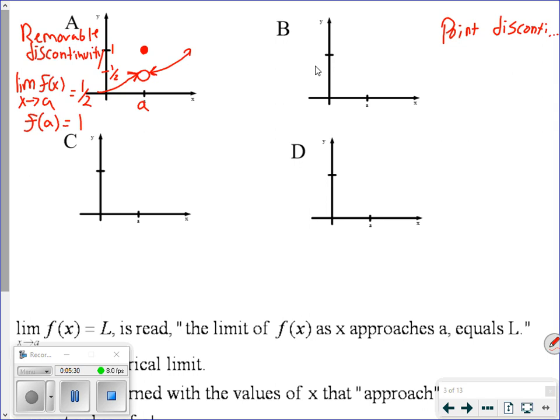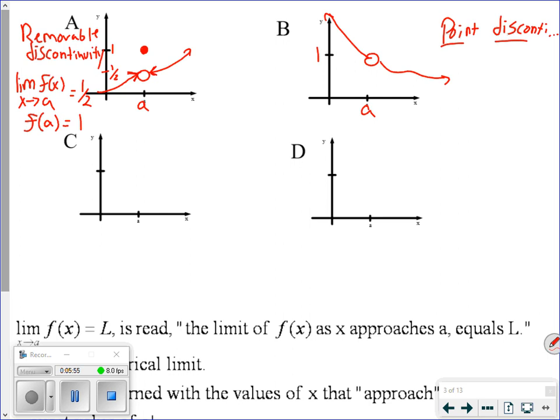Discontinuity. And that's going to look very similar to A, but instead of having that dot, it's just going to be a hole. All right. So for instance, we'll say this is 1 again. This is A. The graph would look something like this. Okay. And if you notice, it looks very similar to A. It's just now that at point A, it's not defined.